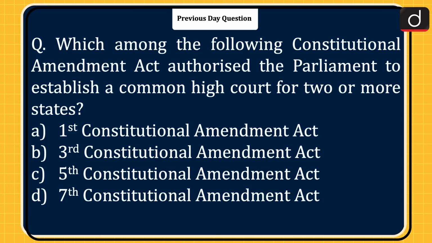Let's begin with previous day's practice question. Question was, which among the following Constitutional Amendment Act authorized the Parliament to establish a common high court for two or more states? First Constitutional Amendment Act, Third Constitutional Amendment Act, Fifth or Seventh Constitutional Amendment Act. The correct answer is option D, Seventh Constitutional Amendment Act.